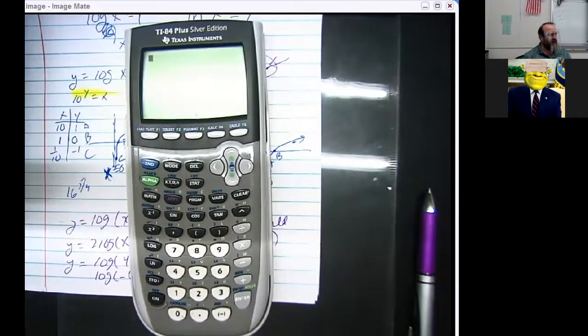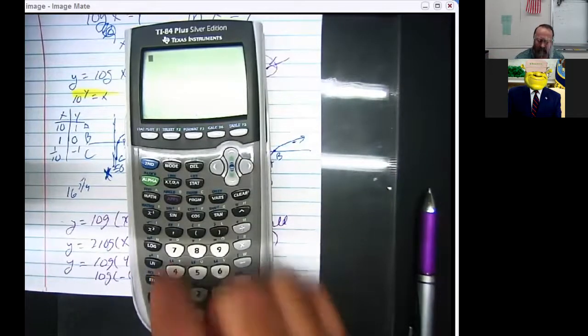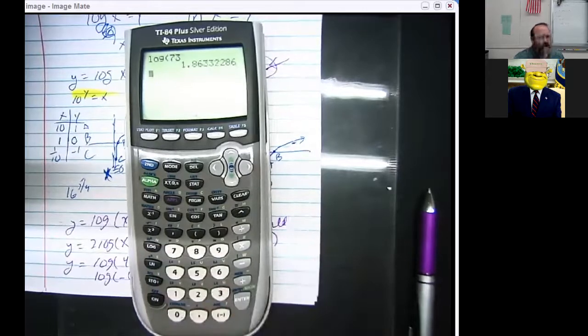I know 10 to the 1 is 10. 10 to the 2 is 100. So somewhere between 1 and 2. So I just hit log 73. There it is, 1.86. Yay. Move on. Okay. So there's a few problems in this set where they literally just want you to grab a calculator and see if you can use a machine.